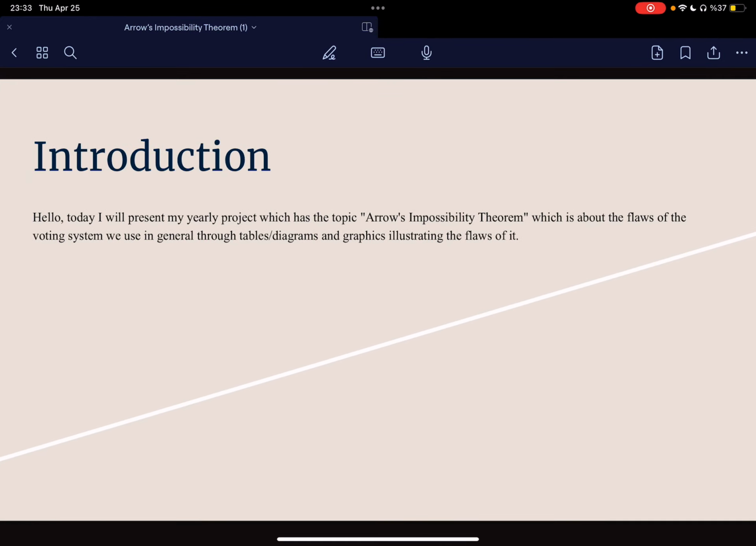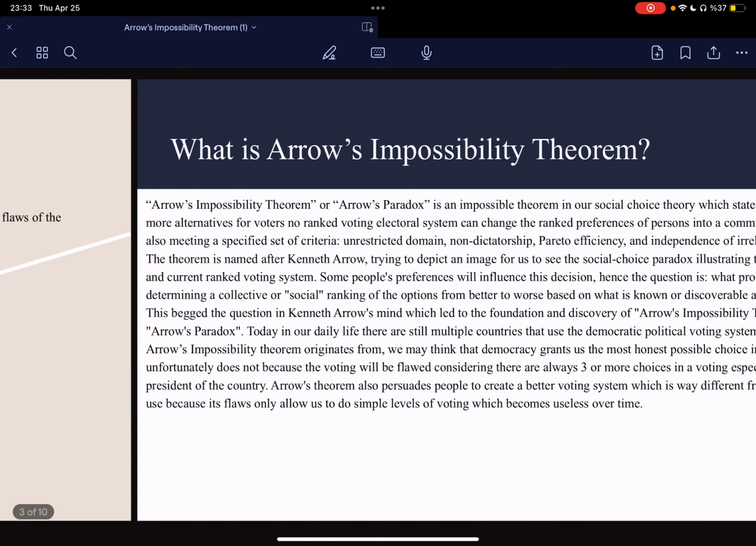Hello, today I will present my yearly project, which has the topic Arrow's Impossibility Theorem, which is about the flaws of the voting system we use in general, through tables, diagrams, and graphics, illustrating the flaws of it.